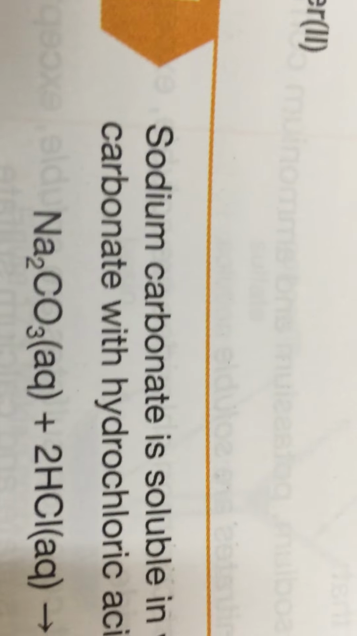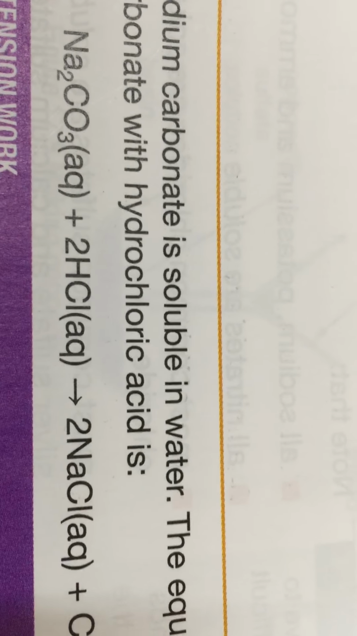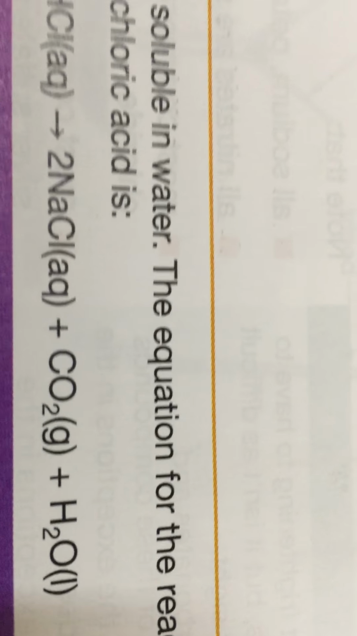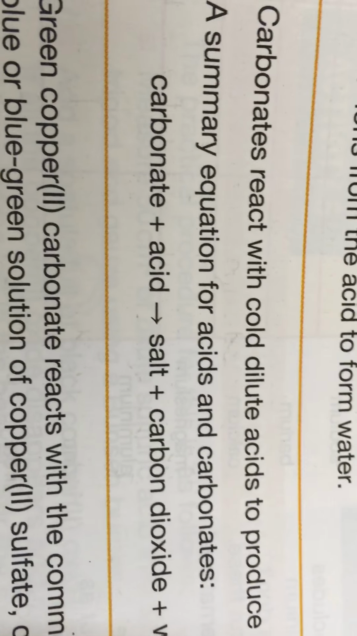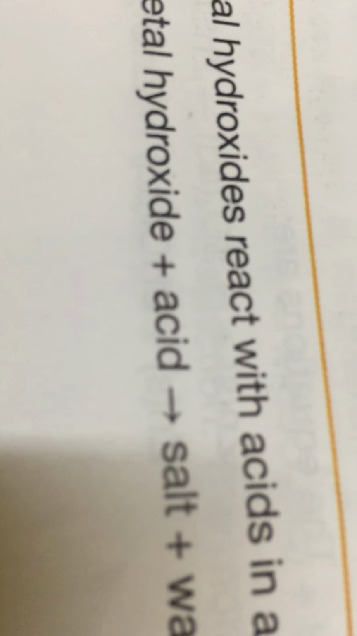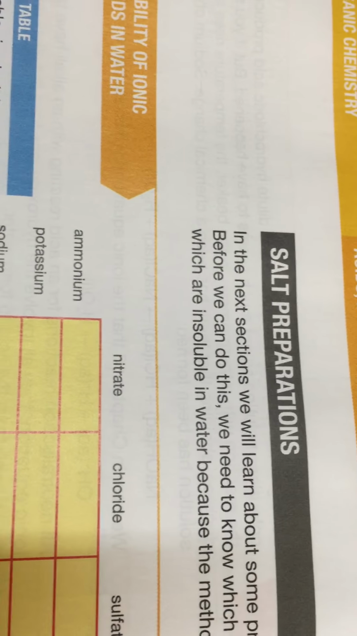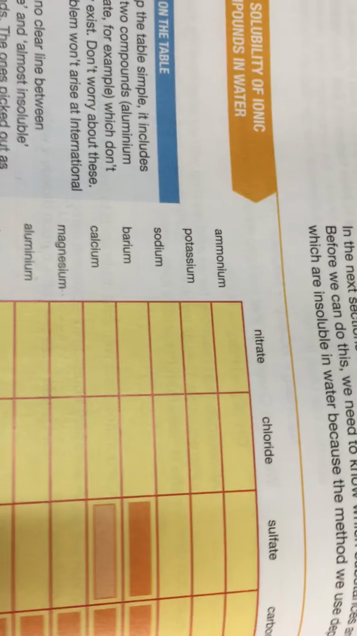Okay, also if you have sodium carbonate with hydrochloric acid, it will produce the salt of the acid, which is chloride, sodium chloride, water and carbon dioxide, nothing more. So it's better to memorize the general equation for the reaction between metal carbonate and acid, metal oxide and acid, metal hydroxide and acid, like this.